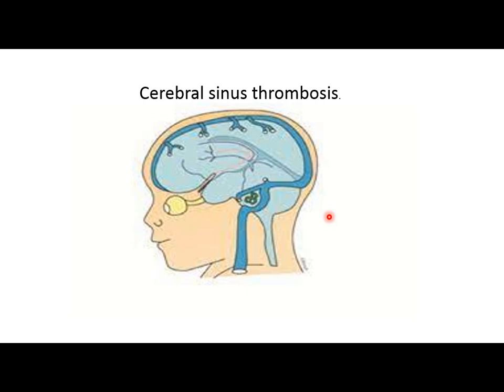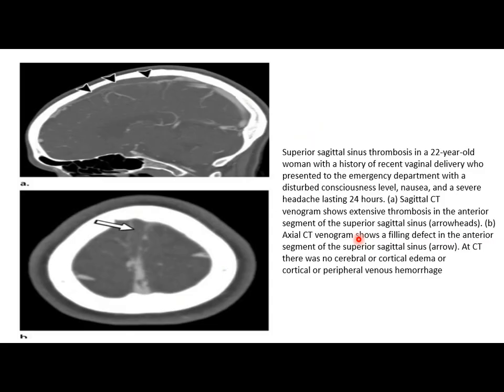Cerebral sinus thrombosis also belongs to the thromboembolic complications of the postpartum period, and most patients present within the first 2 weeks after delivery. The patient may present with headache, visual disturbance, or any other neurological symptom. On contrast venography, this sagittal and axial section shows absence of flow in the anterior portion of the superior sagittal sinus.